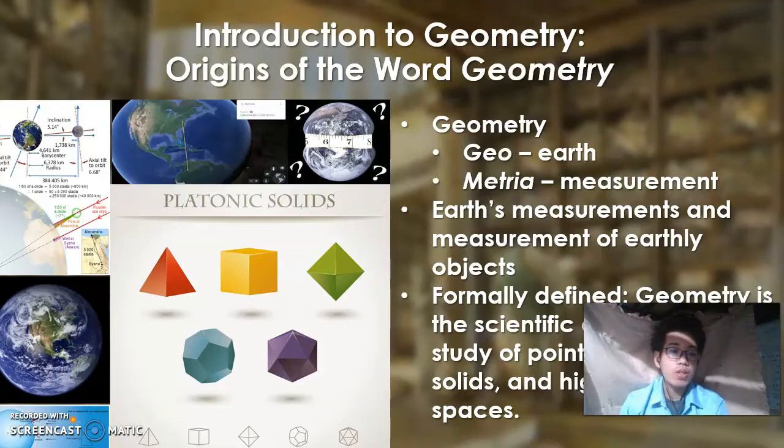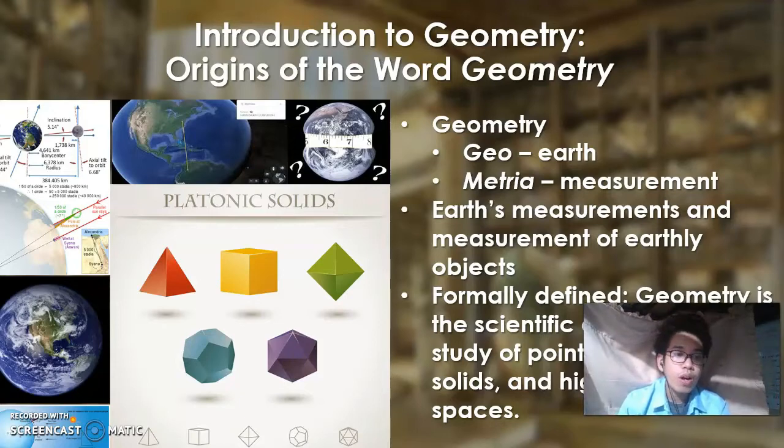Mostly in geometry, we commonly talk about the measurements of the earth. In Greek times, that was a very big thing for the Greek mathematicians and philosophers. They needed to measure the different parts of the earth, how big the diameter of the earth is, and how they would get from place to place. Geometry would aid them in that endeavor, and also in the measurement of earthly objects. These objects can be in the form of Platonic solids.